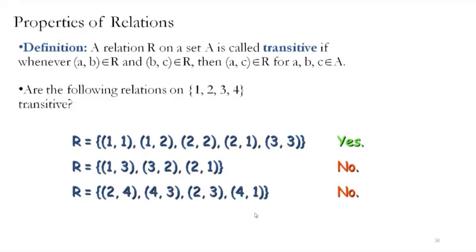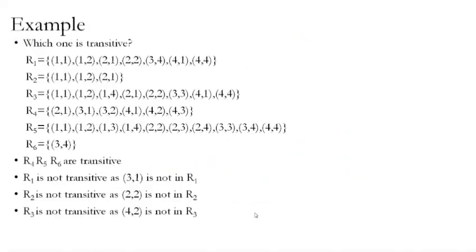We are not discussing only side by side pairs. This A comma B belonging to R may be any pair in the relation, either the first one, the last one, or a middle one. Then is 2 comma 1 present in the relation? No. So hence it is not transitive. So here are some example relations. Which one is transitive? The same again, 6 relations, and find out which are the transitive relations.